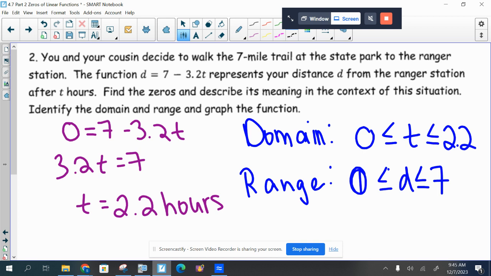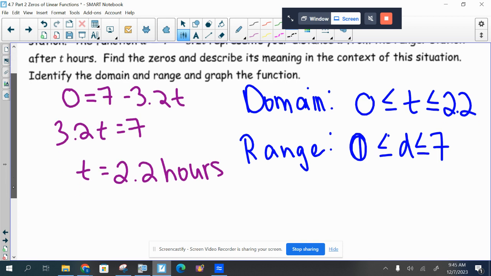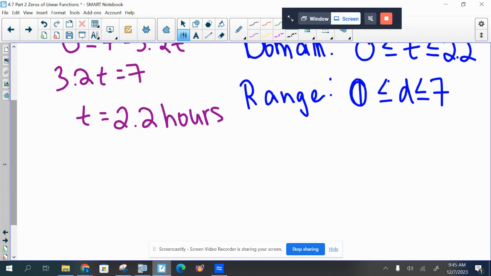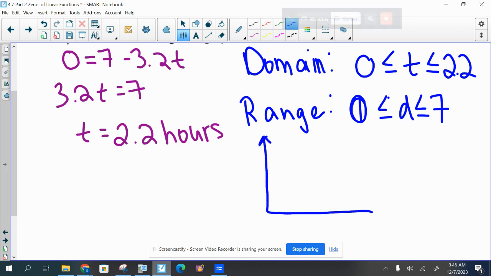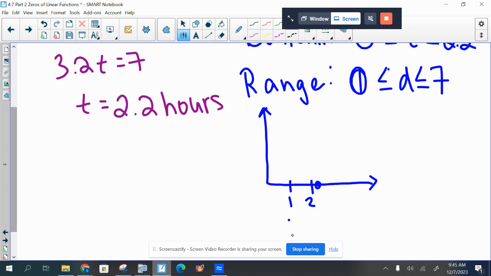And then we are going to graph it because it says to graph. According to our domain and range, we're working in the first quadrant. You just draw a sketch, okay? You don't have to graph it on graph paper or anything. Our domain is 0 to 2.2, so all we need are 2 tick marks down here, and then we could draw a point a little bit after 2. And this would be hours.